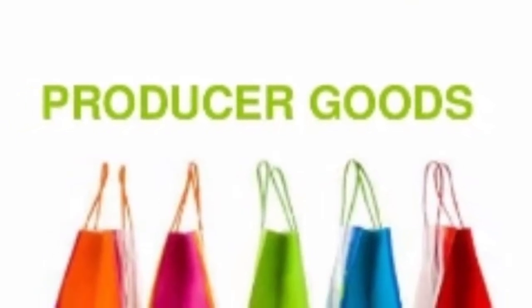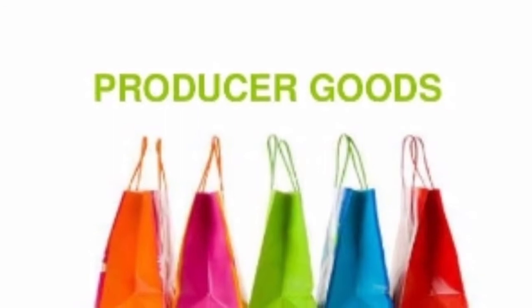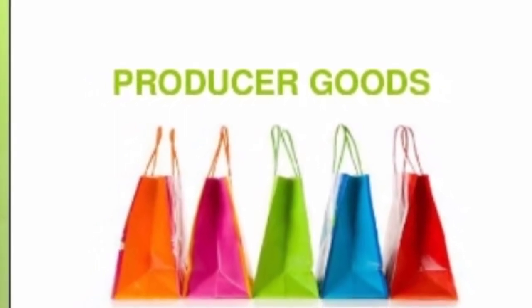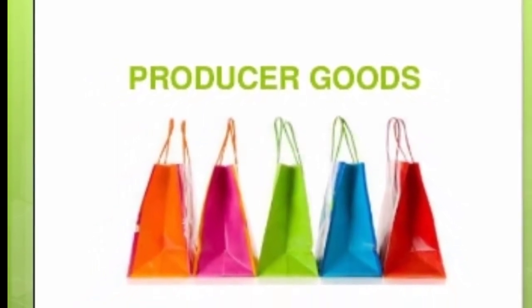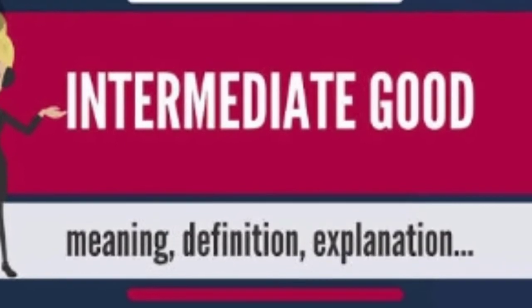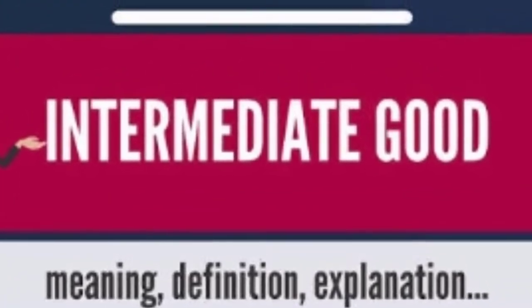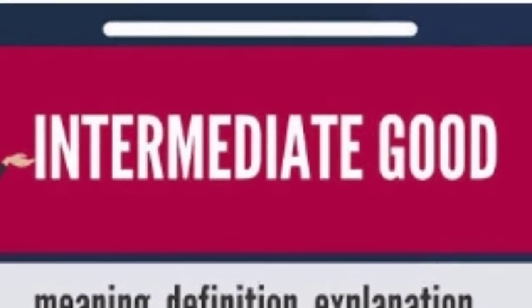The next is the producer goods. Producer goods are those goods which help in producing other goods. For example, machines, tools, etc. These are also known as capital goods. The next is the intermediate goods. Intermediate goods are in the form of raw materials which are used for producing other goods. For example, steel, copper, crude oil, etc.